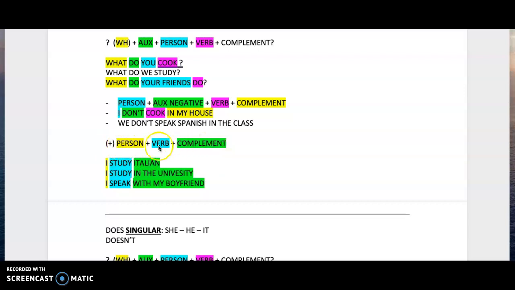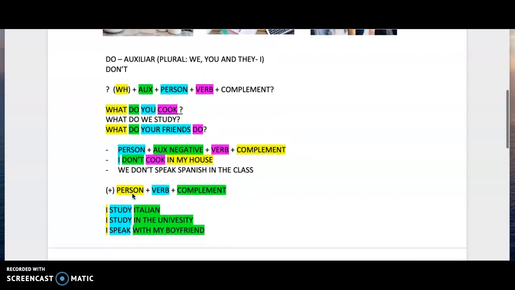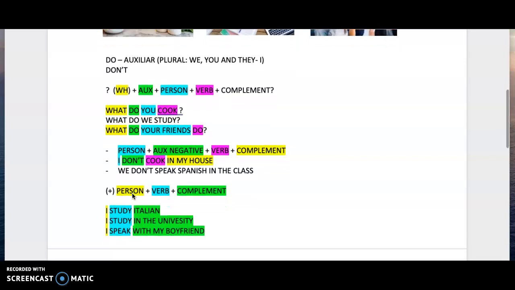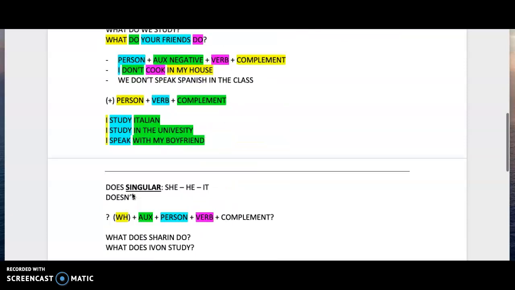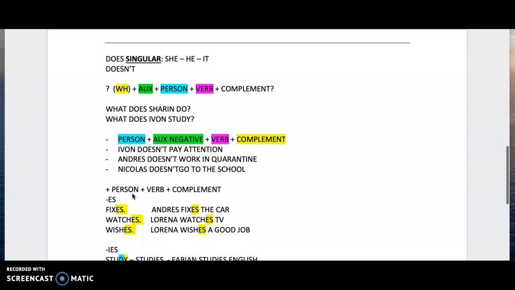Let's continue with affirmative sentences. This is the formula. So we have person, verb, and complement. And this is like we're speaking Spanish. For example, I study Italian. Yo estudio italiano. I study Italian. I study in the university. I speak with my boyfriend. Or I speak with my girlfriend. Okay? Remember, this is super easy. You just need to follow these formulas for you to organize your ideas and communicate your ideas too.